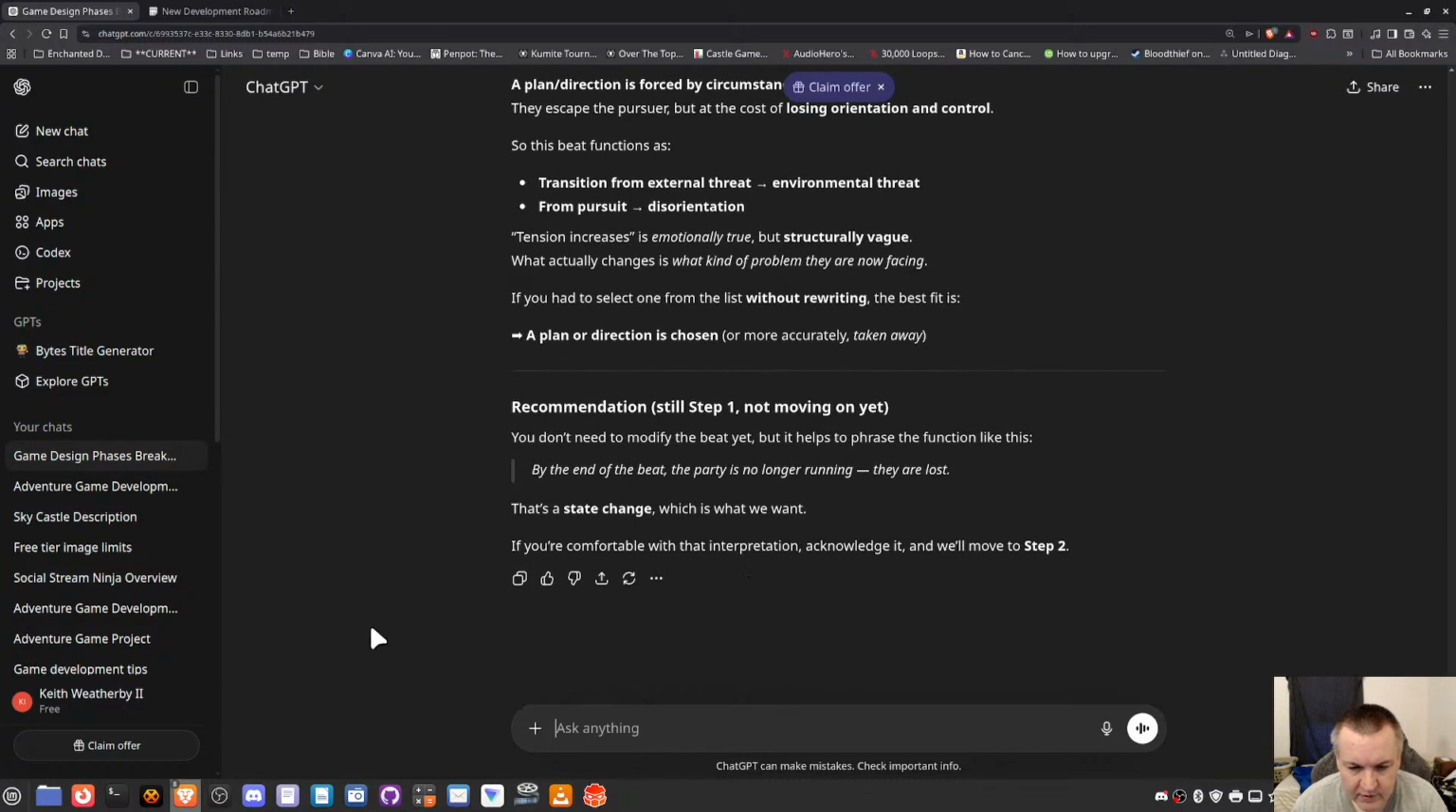You don't need to modify the beat yet, but it helps to phrase the function like this: by the end of the beat, the party is no longer running, they are lost. That's a state change, which is what we want. If you're comfortable with that interpretation and acknowledgement, we'll move on to step two.